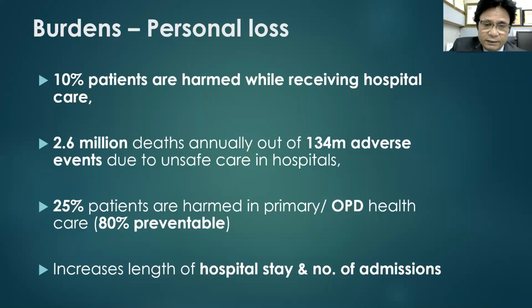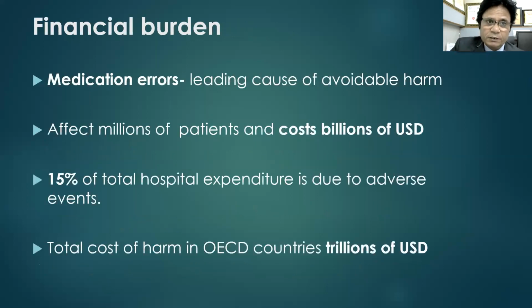Overall, these factors increase the length of stay of the patients in the hospital, and increase the number of admissions, which leads to a financial burden as well, like medication error. Unsafe medication practices are the leading cause of avoidable harm, which affects millions of patients and costs billions of US dollars. 15% of the total hospital expenditure is due to adverse events and corrective measures for the rectification of harm due to adverse events. The total cost of harm in OECD countries is estimated to be trillions of US dollars, which is a very huge amount.